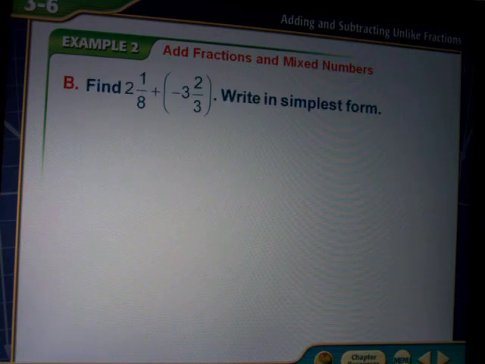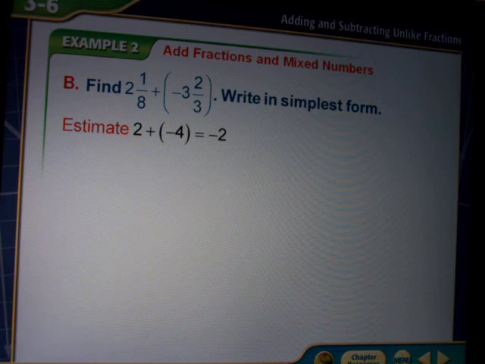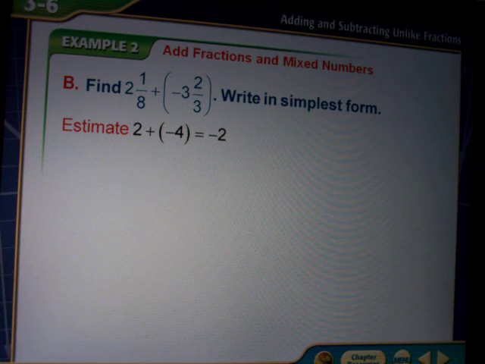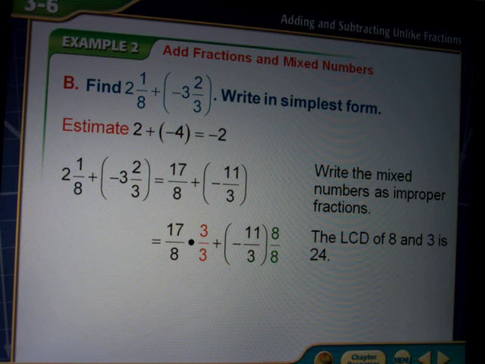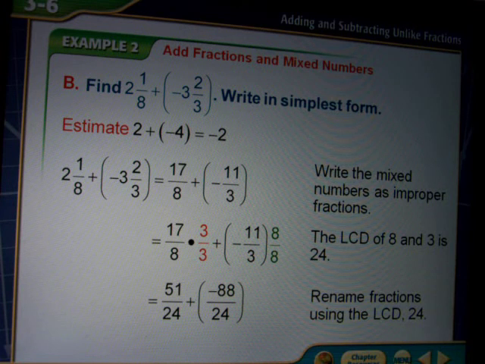Now we're going to find 2 1/8 plus negative 3 2/3. So the first thing we do is estimate, which gives us an idea that we're dealing with about a negative 2. Now we're going to rewrite these mixed numbers as improper fractions first. Go ahead and rename our fractions so that the least common denominator of 8 and 3 is 24. And so now we're left with 51 over 24 plus a negative 88 over 24.